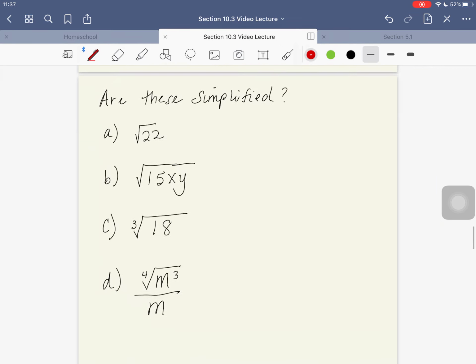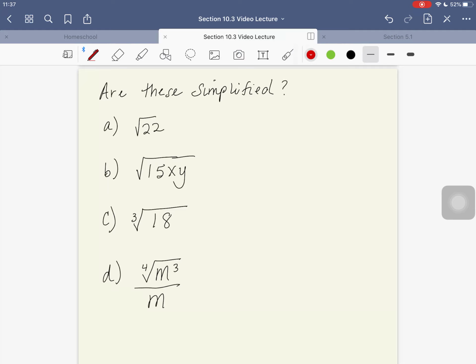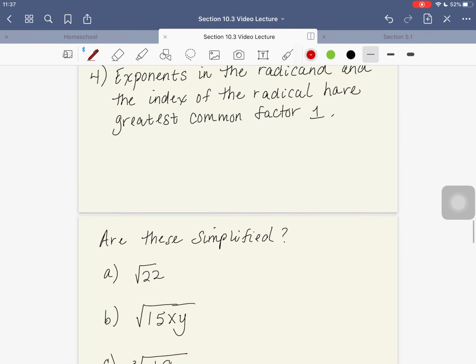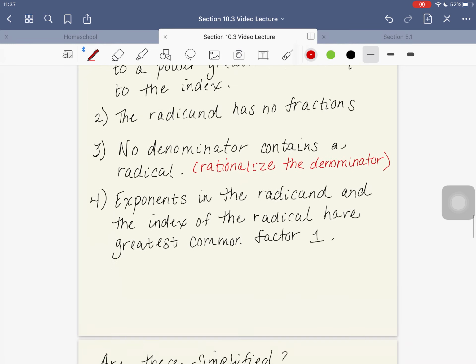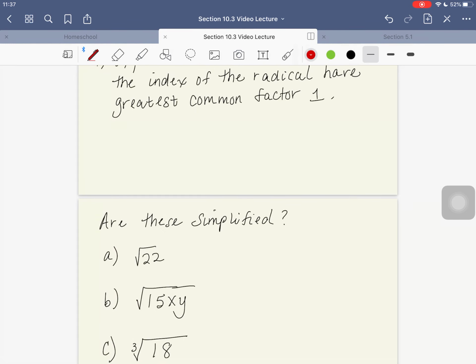All right, so let's see if these are simplified. The square root of 22 does meet all of the conditions. If we look back, the radicand has no factor raised to a power greater than or equal to the index, and that is true because 22 is the same as 2 times 11 if you want to break it down. And each exponent is 1. And so that exponent is not greater than the index, which is 2. It's an understood 2.